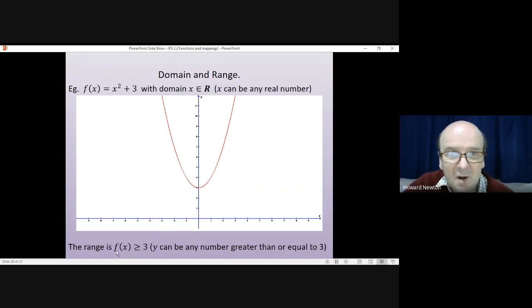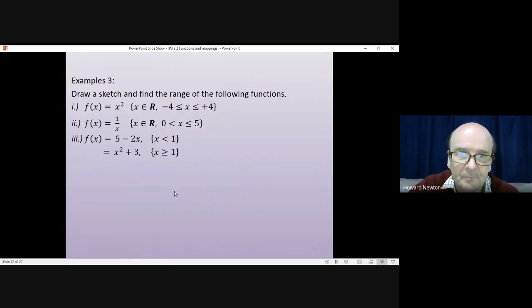And when you write the domain, you'll notice you say what x has to be. When you write the range, if you're using function language, you have to say what f of x has to be. If you get confused, just remember f of x, y, they essentially mean the same thing. What can y be? What can f of x be? Same statement. Any number bigger than 3 in this instance.